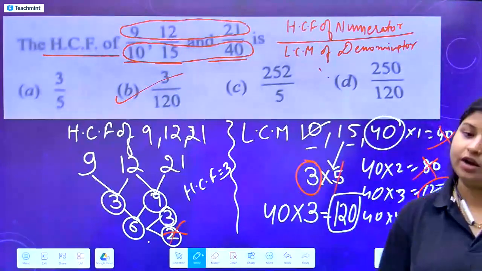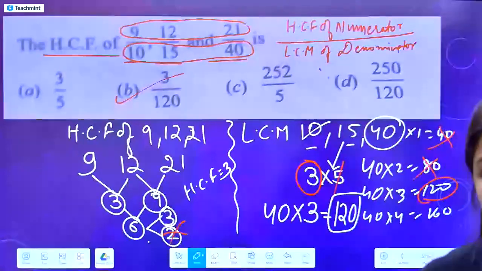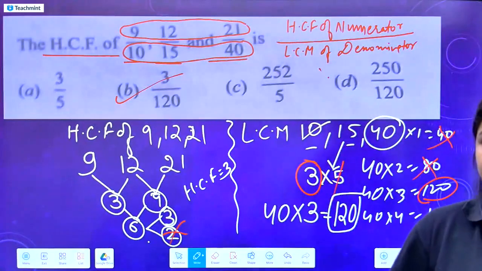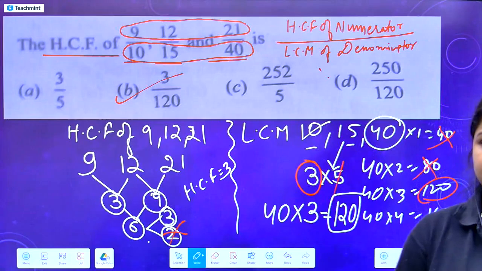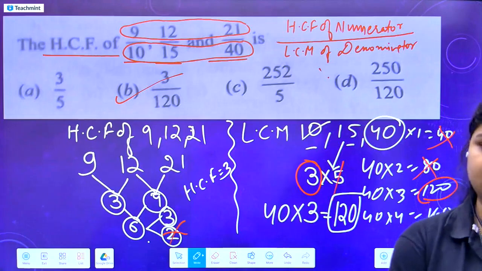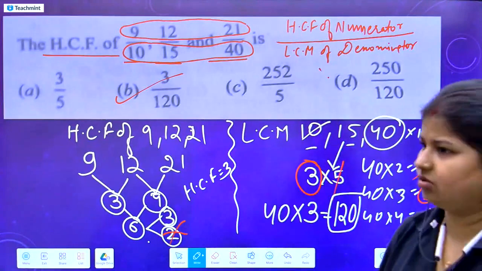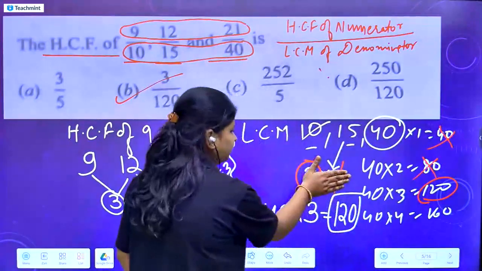Ma'am, in the LCM, in the first step I did not understand. In the first step, it is 10, 15, 40. How do we get 40? How is 3 into 5 coming? We can even write 5 into 3, it doesn't matter.